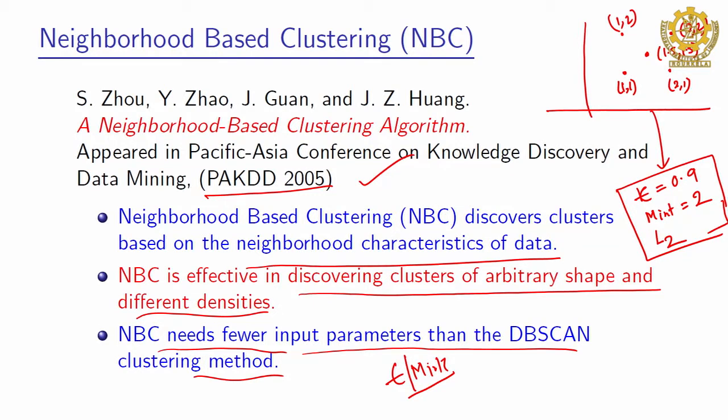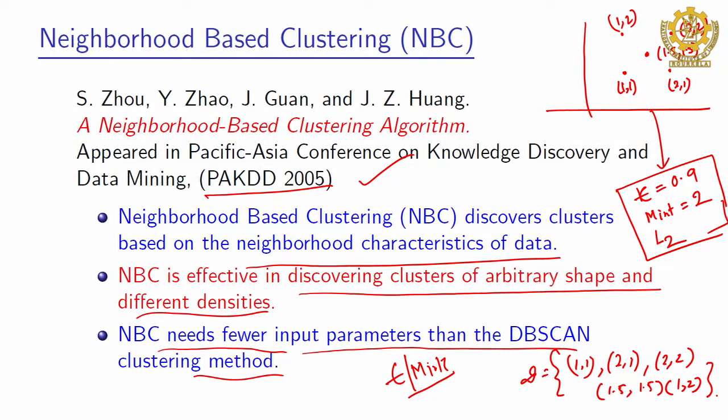Okay, so if you apply DBSCAN, how many clusters will we get from this data set? The data set is like (1, 1), then (2, 1), (2, 2), (1.5, 1.5) and (1, 2). So if you apply DBSCAN with this set of parameters, epsilon, minimum points and L2, how many clusters will you get? This problem we need to solve.